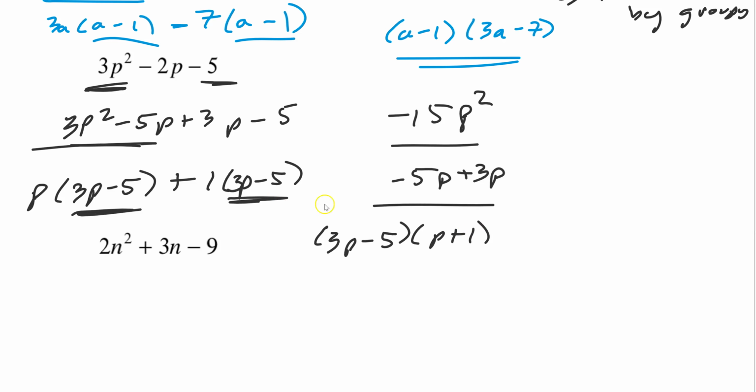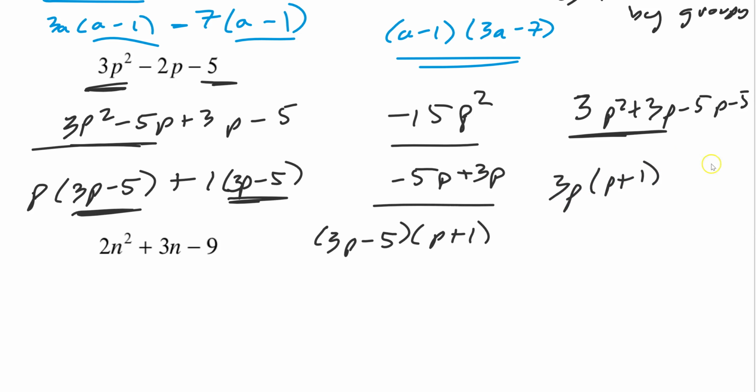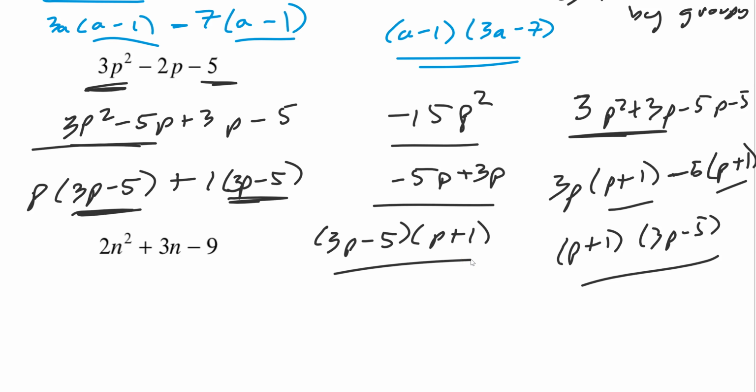And by the way, it doesn't matter if you flip these, it still factors perfectly. If I would have put this one in front first, I would have got 3P squared plus 3P minus 5P minus 5. If I just switched them, these factor 3P, P plus 1. Always bring down the middle sign. These have a 5 in common. P plus 1. These factor. P plus 1, 3P minus 5, right? The exact same thing. It doesn't matter which way you do it, you get the exact same answer. So that's the idea of how you do it.